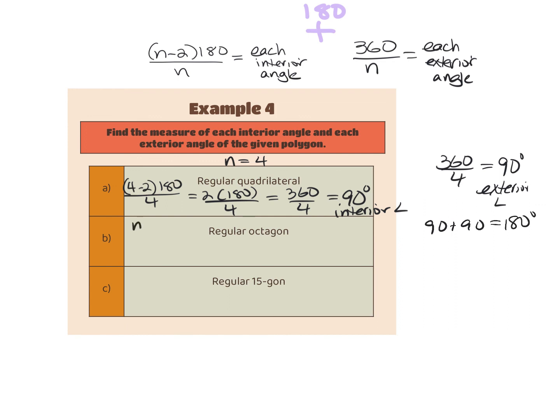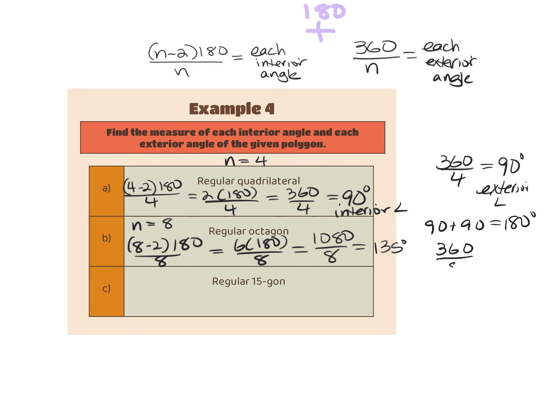Now the octagon. My n value is 8. 8 minus 2 times 180 divided by 8. 6 times 180 divided by 8. 6 times 180 is going to give me 1,080 divided by 8, and it's 135. Then to find the exterior, 360 divided by 8, and each exterior is 45.